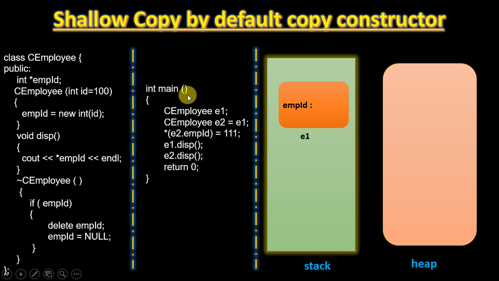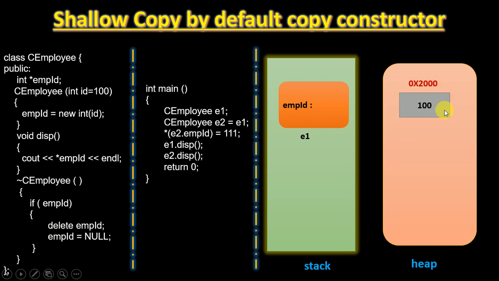Which constructor will be called? The zero argument constructor, because we are not passing any arguments here. Since it is passing zero arguments, the default value of id will be 100. So it will enter the constructor: emp id equals new int(id). For this emp id we are allocating memory in the heap segment. First, memory will be allocated in the heap segment, say 0x2000 is the memory address, and the value we are sending, 100, will be initialized here.